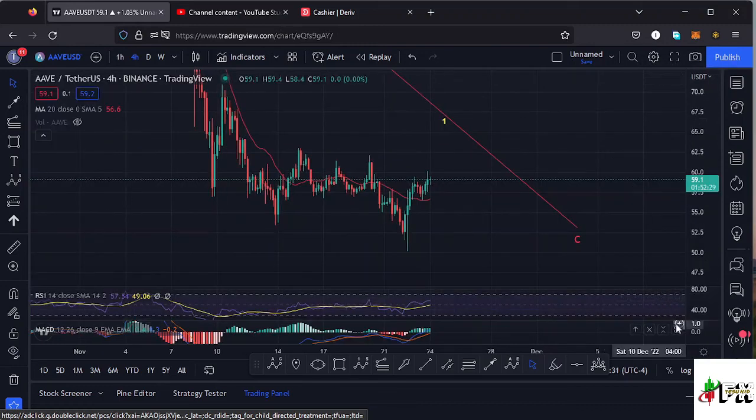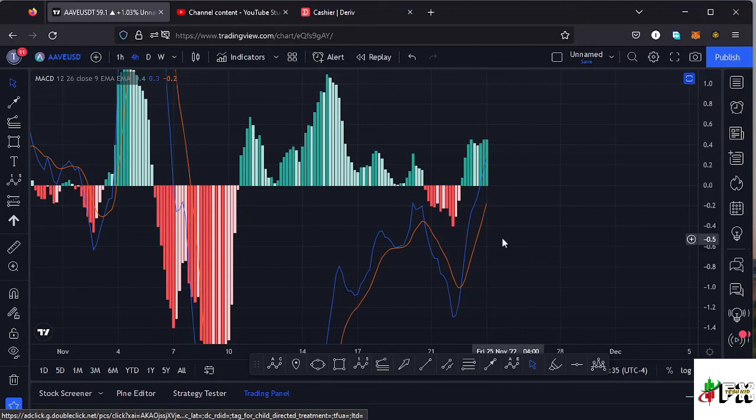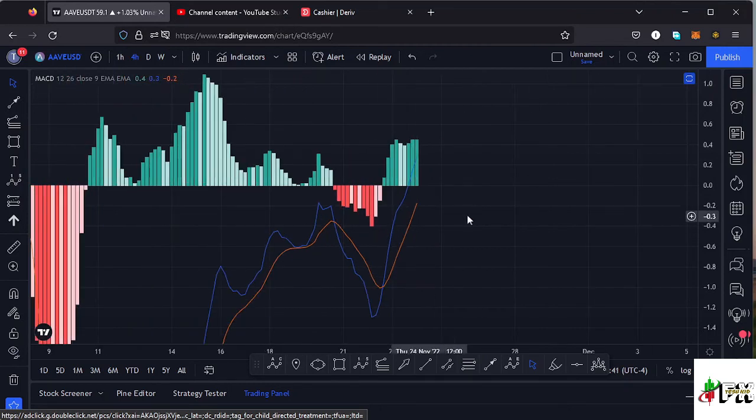Also taking a look at the MACD. Here on the MACD, we have printed a bullish cross, and we are seeing an increase in the buying momentum here on the MACD, and that would mean higher prices might be coming our way. So let's be patient and see how that plays out, and I'll keep you updated.